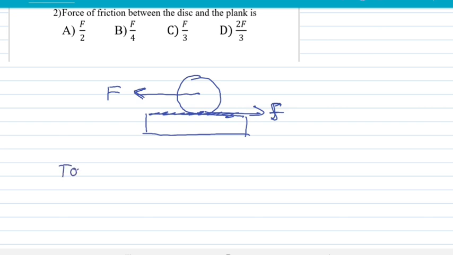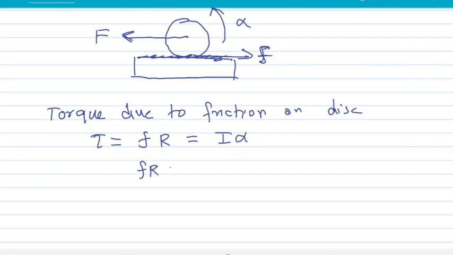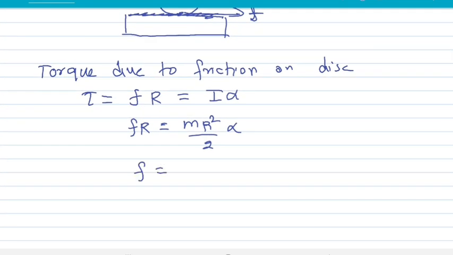First, we will find the torque due to friction on the disk. This torque will develop an angular acceleration alpha, given by tau is equal to f into R, frictional force into R, which is equal to I alpha. So f R is equal to the moment of inertia of the disk, m r square by 2, times alpha. One R is cancelled, so f is equal to m r alpha by 2. Equation number 1.